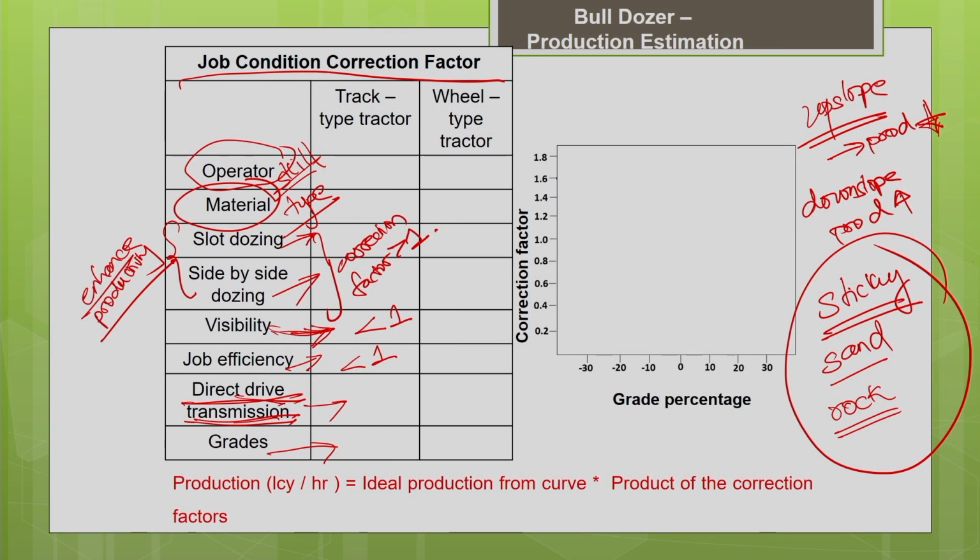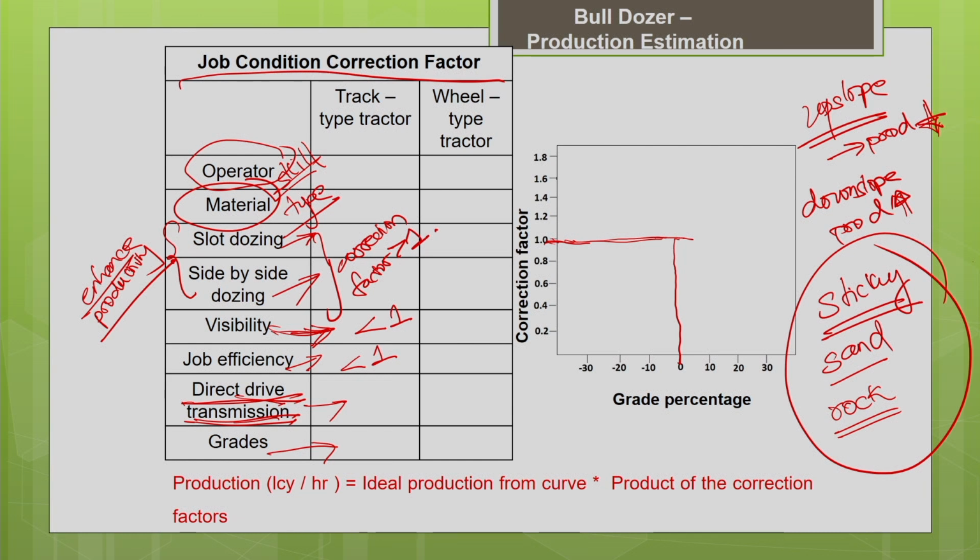Your machine speed will be more when you move down the slope. As the machine speed is more, the cycle time is reduced, so the productivity will be increased. So according to the percentage of slope in your haul route, you have to calculate the correction factor. Say your ideal curve is based on 0, that means it is for a flat terrain. The correction factor is 1. So if you are also going to work on a flat terrain, you need not apply any correction factor. Correction factor is just 1.